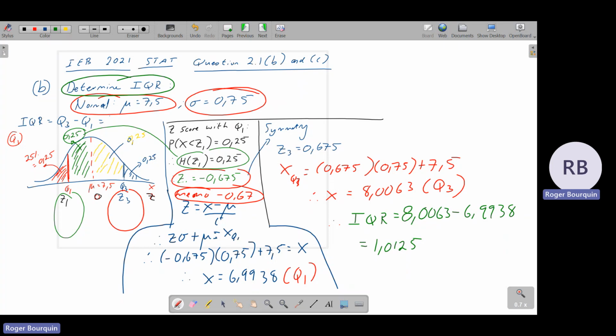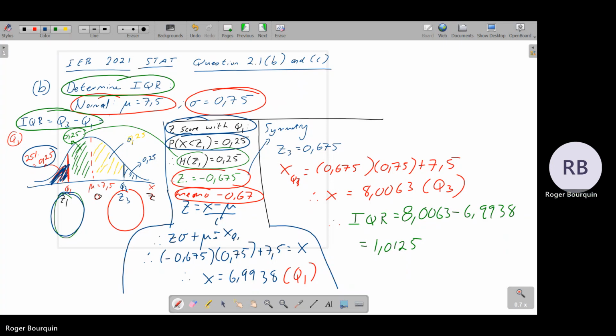Now remember, an interquartile range is the upper quartile minus the lower quartile. Which means that 25% of your data lies below Q1, the lower quartile. So in this case, you're going to have 25% of your data occurring in this region over here. That's the lower quartile, so you're looking for the Z score that goes with the lower quartile. So we're looking for the probability that X is less than Z1 is equal to 0.25.